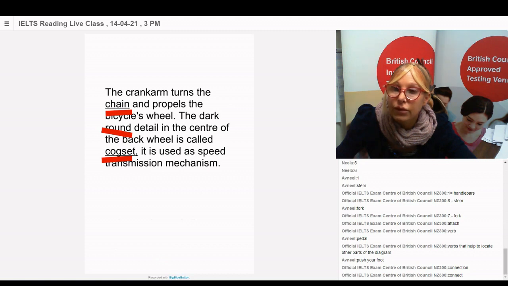Oh, I want to erase this. Okay, so anything on this page that helps us to identify or locate?